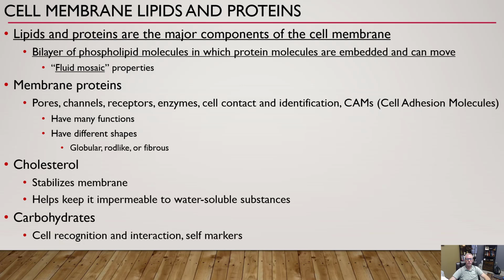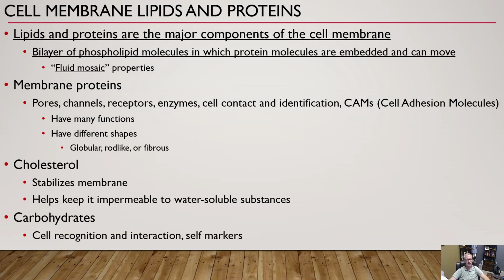Just some examples of proteins: we have pores, channels, receptors, enzymes, cellular contact receptors for identification, and cellular adhesion molecules. We'll talk about these different types of receptors later on. They're going to have a lot of different functions. They have different shapes. Some are globular, some are rod-like, some are fibrous structures.